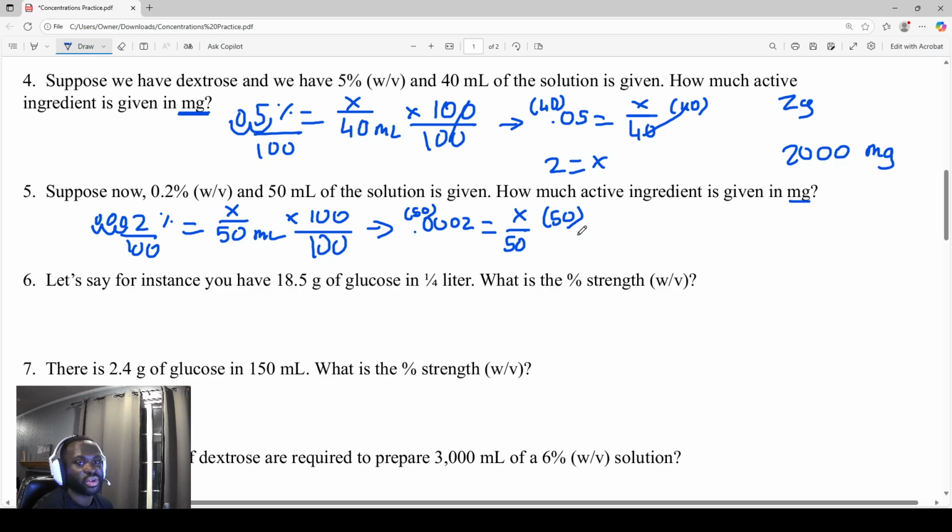Making our answer 0.1 equals x. So the amount of active ingredient is 0.1 grams. So we need to translate that to milligrams. So 1, 2, 3 is going to be 100 milligrams.